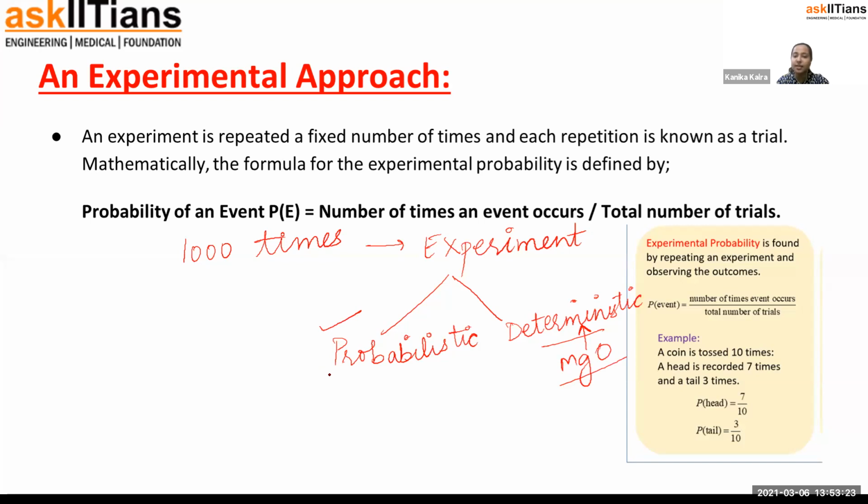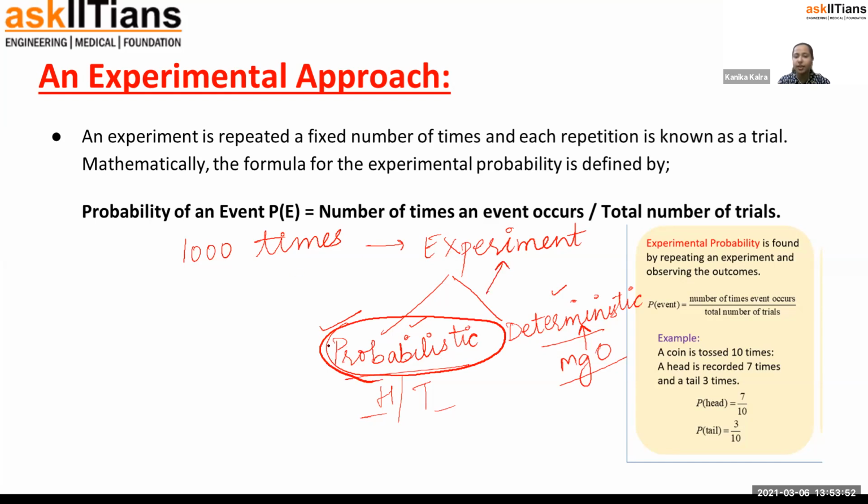probabilistic experiment, it means one whose result is not known to you beforehand. For example, let's say tossing a coin. Either you get a head or a tail. The result is not known to you. And even if you toss the coin 1000 times, you get different results, either a head or a tail. So experiments are of two types, probabilistic and deterministic. And we will be talking about the probabilistic experiment.